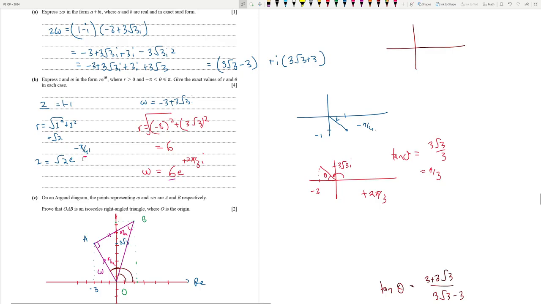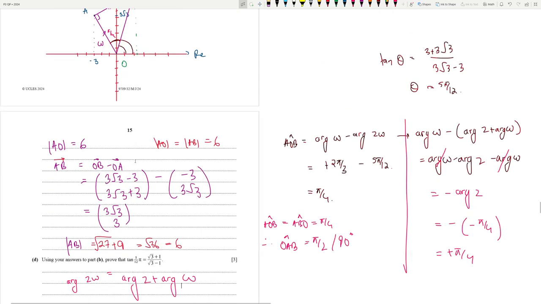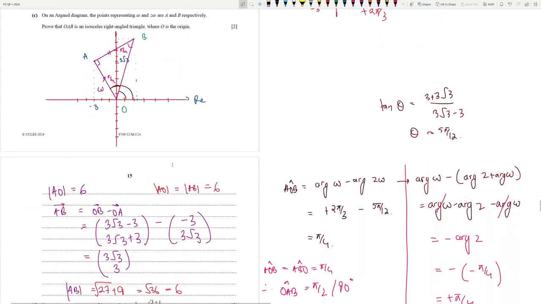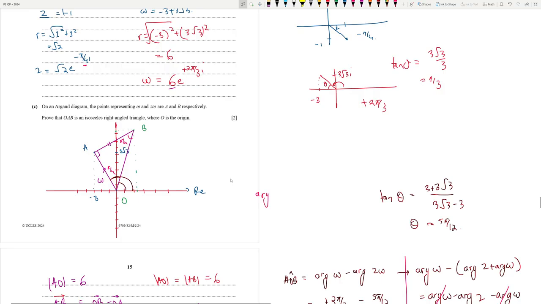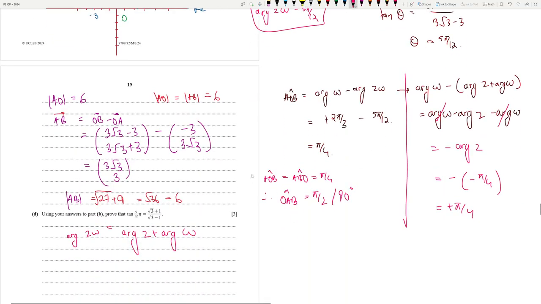The answer from part B. Z and W. And we know that this is 5 pi by 12. We know that the argument of Z omega is 5 pi by 12. I found that out in part C. So I'm just going to use that. Okay. So let's do this.